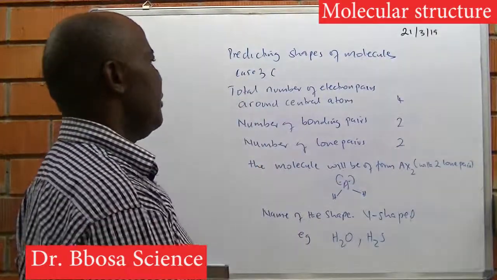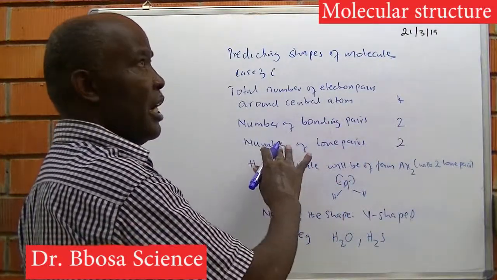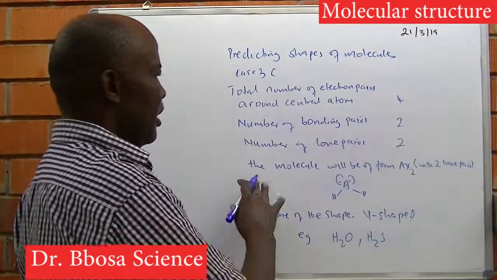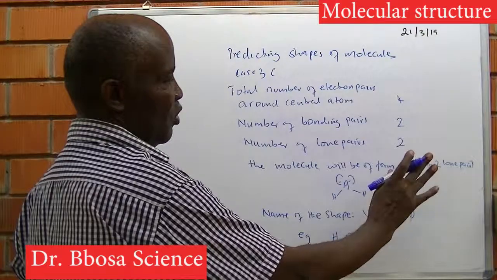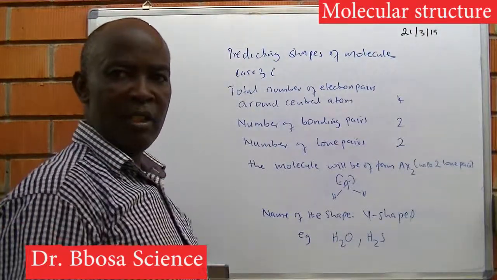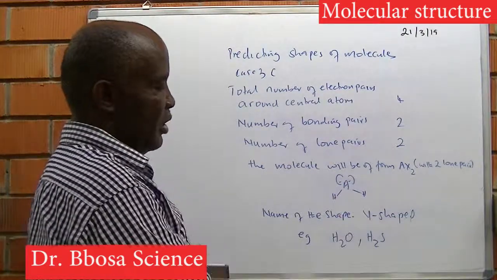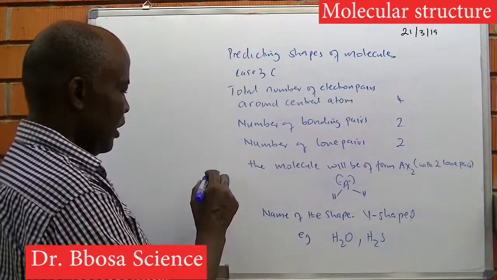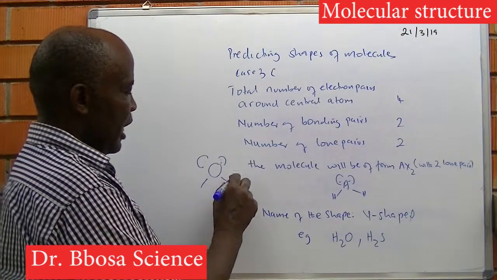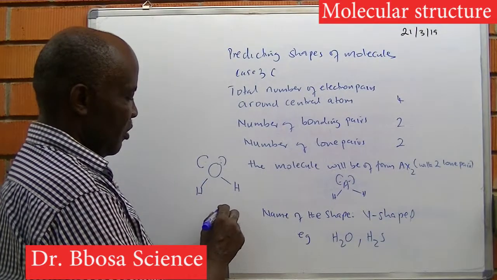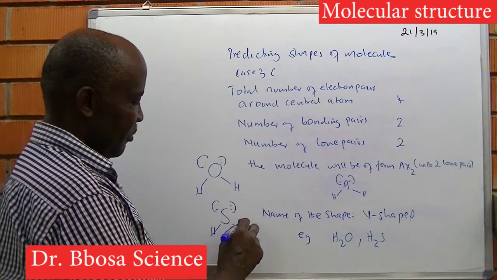Case 3C, the total number of electron pairs around the central atom are 4. The number of bonding electrons are 2. The number of lone pairs are 2. The molecule will be of the form AX2 with 2 lone pairs of electrons. Then it will be V-shaped. An example is water, where oxygen has 2 lone pairs. Then the hydrogens form a V. Similarly, on sulfur, the electrons form 2 lone pairs. Then the hydrogens form a V.